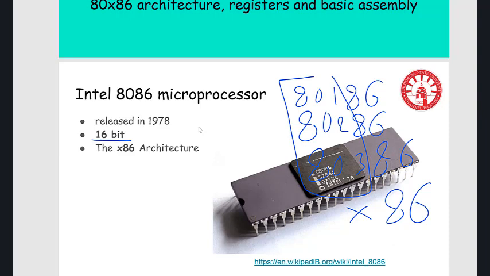So this class of CPUs normally are being used today very widely. In fact, more than 80% of desktop and laptop computers are using this family of CPUs. That's the reason our focus in this course is on x86 architecture.